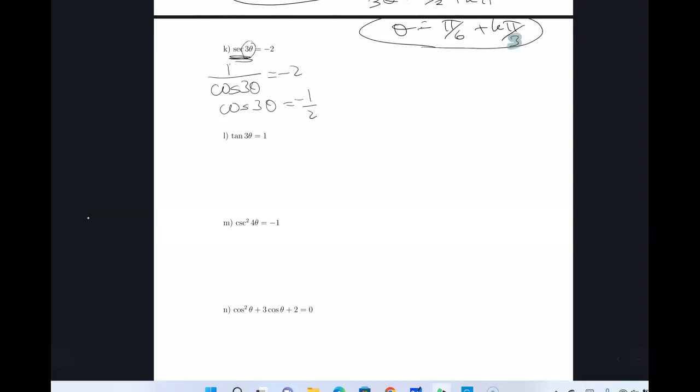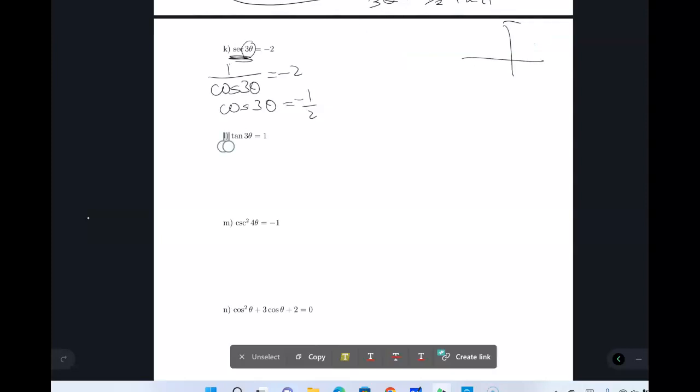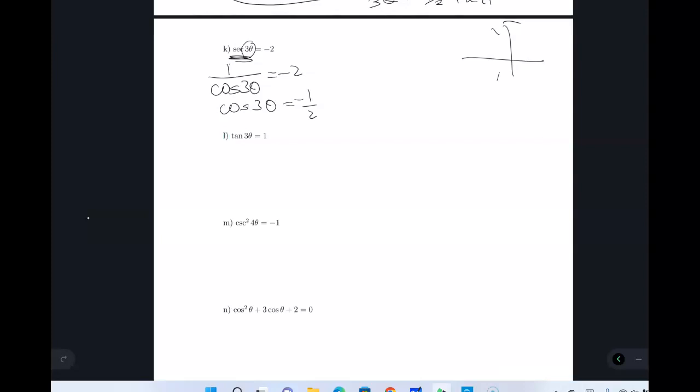Okay, so think about where that is. Where is the x value negative 1/2? The x value is negative 1/2 here and here. So that means the angle 3 theta is going to be here, which is 2 pi over 3 plus 2k pi, or the angle is going to be down here, which is 4 pi over 3 plus 2k pi.